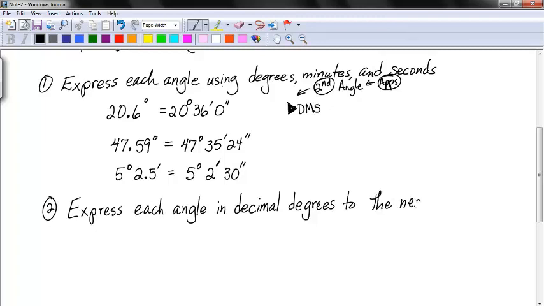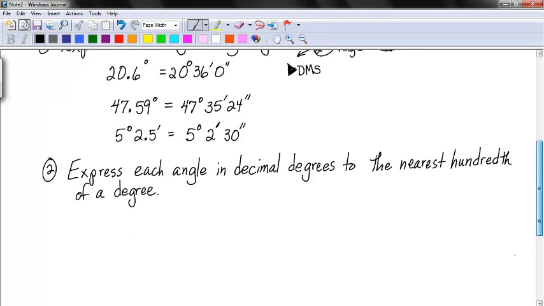Express each angle in decimal degrees to the nearest. Now, don't miss these, and this is going to happen a bunch in Trig. You have to look at how they're asking you to round it. This one is to the nearest hundredth of a degree. So you're going to look at the third decimal place and then round it. Okay, so let's look at 10 degrees, 30 minutes, 15 seconds. And then we want to convert that to a decimal degree.